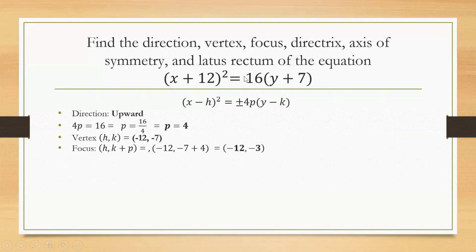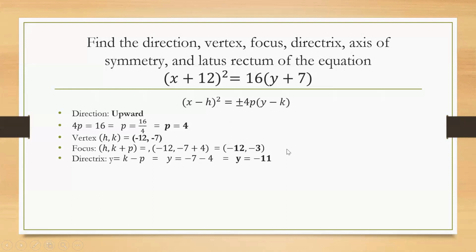So since it is positive, then the p here will also be positive. That means we will add p. But for example, if it was -16, then we will subtract p. So k minus p. But for this equation, it's positive, so we'll follow this. So put in the values. So that's -12 comma -7 plus 4, which will give us -12 comma -3.